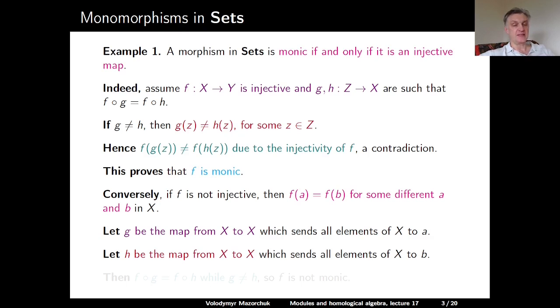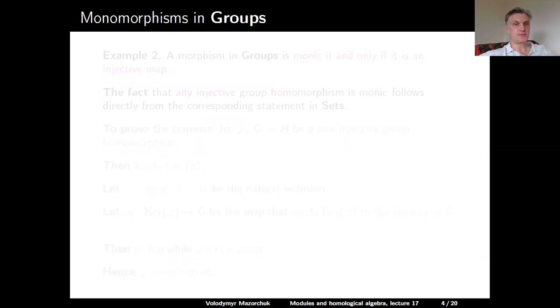Since F has the same value on A and B, it follows that the composition of F after G is equal to the composition of F after H, while the maps G and H are clearly different. So this shows that any non-injective map is not monic, and completes the proof in our first example.